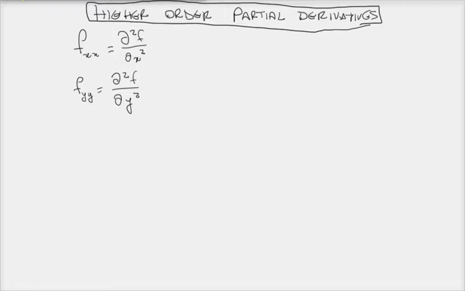Alright, and so now we can talk about higher order partial derivatives. There are a few more different kinds than the kinds of higher order single variable derivatives. And so here are two that should look pretty familiar. This is the second partial derivative with respect to x, and the second partial derivative with respect to y.